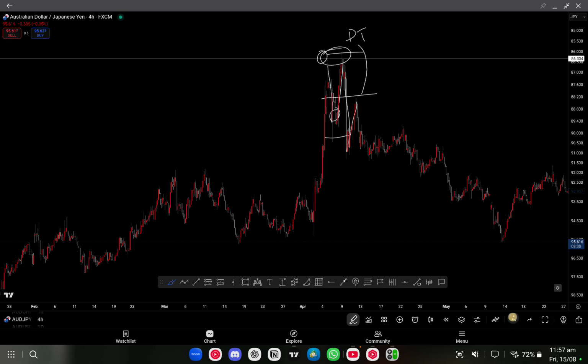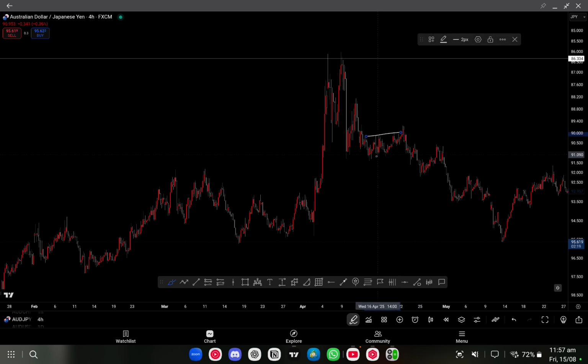So in a nutshell, we can see that price was just kind of shaking out people, building up liquidity for the bigger move to the downside, but we didn't know with certainty just yet. What did we want to see? We wanted to see a level of continuation, right? And what did we get here? Well, it's not the cleanest, but we did get it.